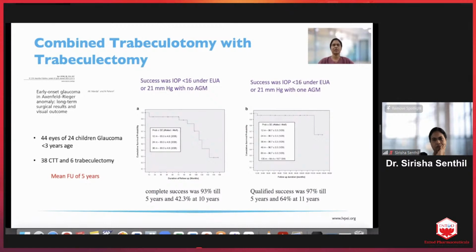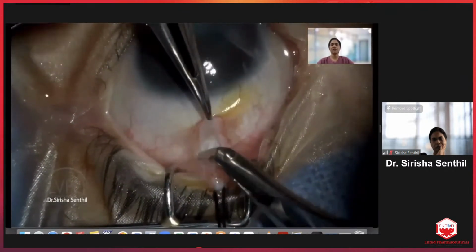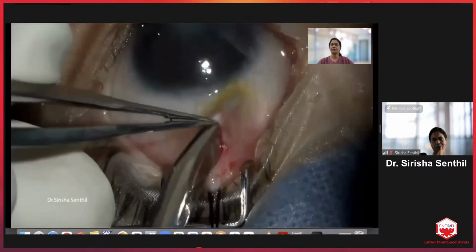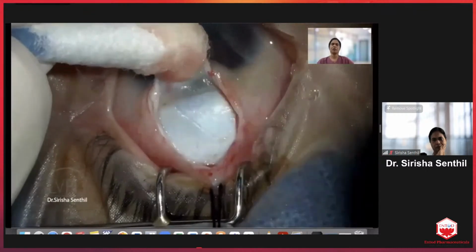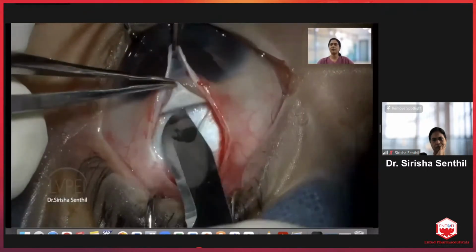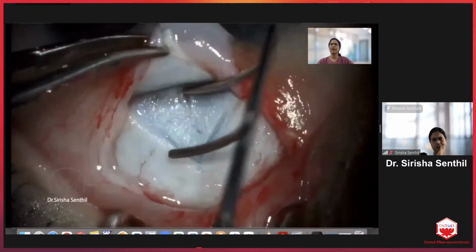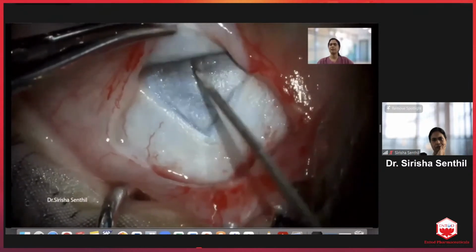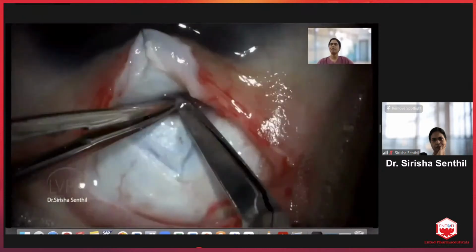Please note that some of these children where the Schlemm's canal identification was not possible underwent trabeculectomy alone. So sometimes it may not be easy to identify the Schlemm's canal because of the maldevelopment or extensive adhesions that are present. So this is one such patient where it was not possible to identify the Schlemm's canal despite the dissection in the appropriate position, as well as actually visualizing the aqueous droplet that was kind of oozing from the area of the Schlemm's canal.